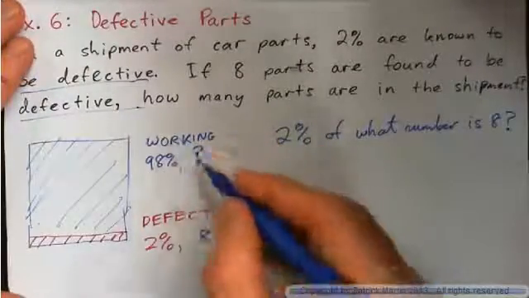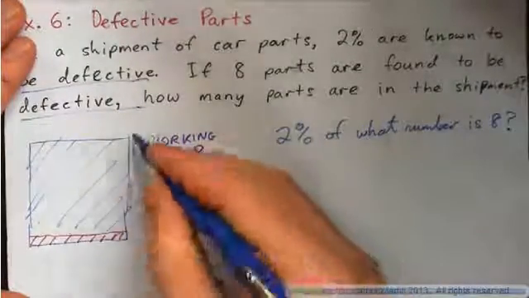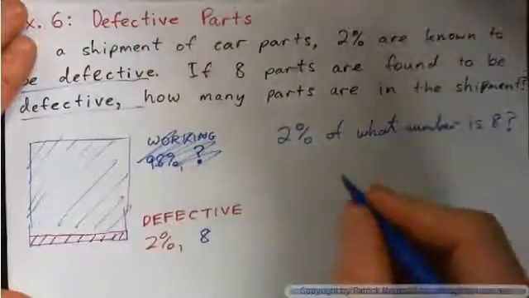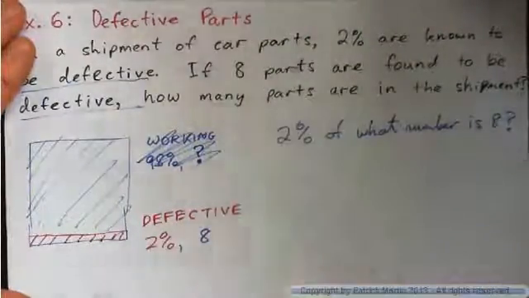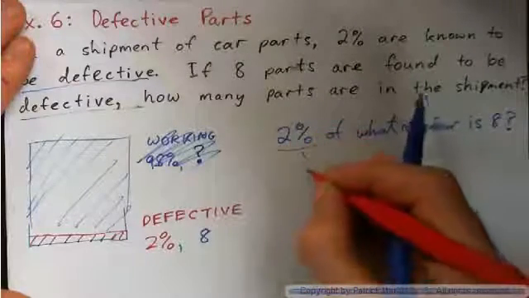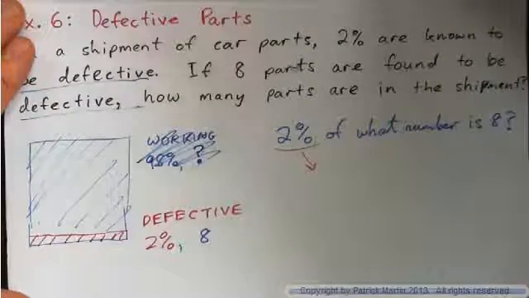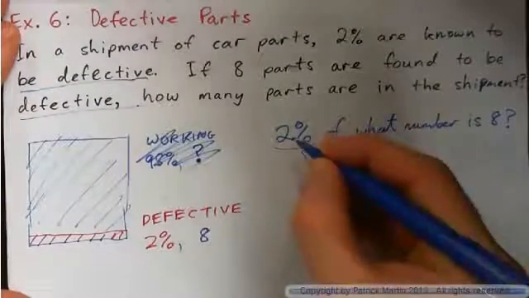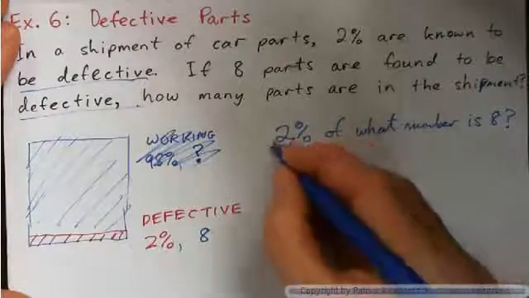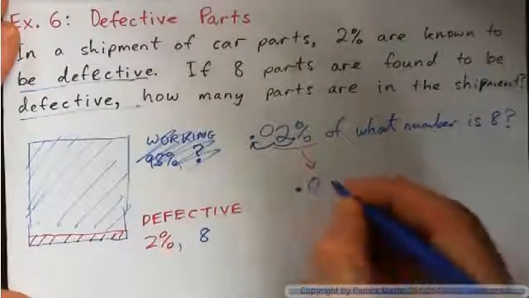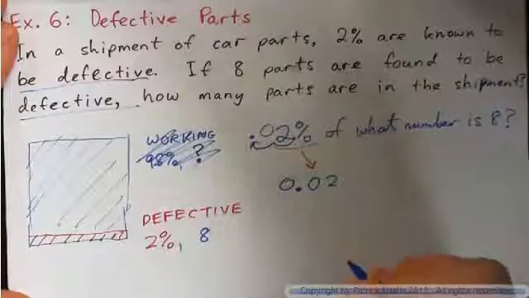We want the total, not just the working amount, but the total amount, right? Sorry, a little bit confusing. 2% of what number is 8? So turn 2% into a decimal. What do you get? As a decimal, the decimal point needs to go 2 spaces to the left. So we'll get 0.02.